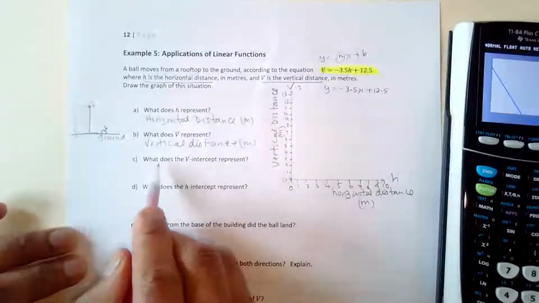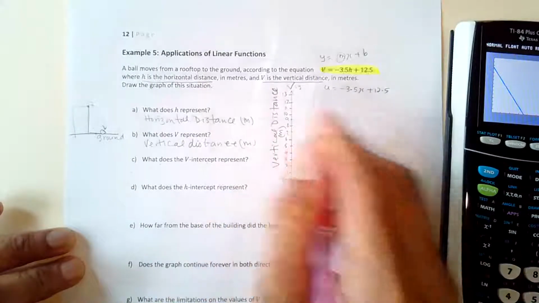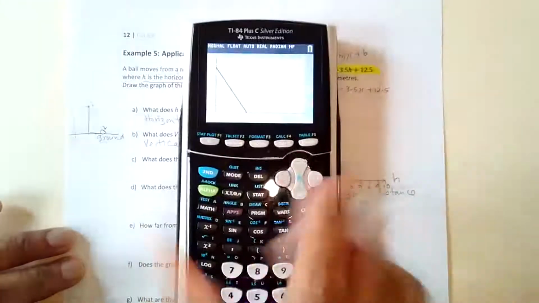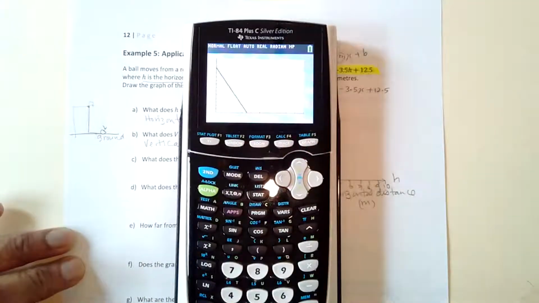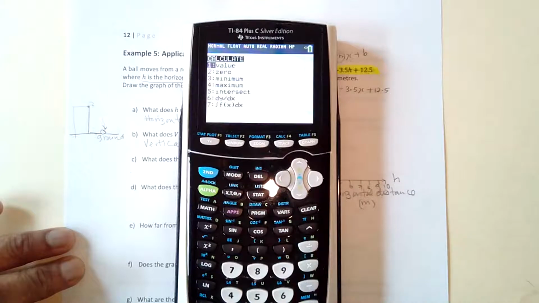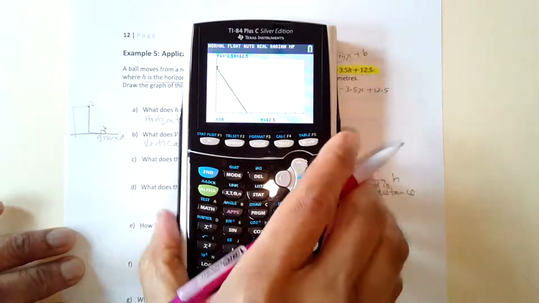Okay. What does the V represent? The V represents intercept now. Where's the V intercept? Where it crosses the y-axis. Let's find the y-intercept here. That's your V. So second trace, remember your work in finding the y-intercept? You go to second trace, value, let x be 0, y is equal to 12.5. That's 12.5, indicates the height of the roof.